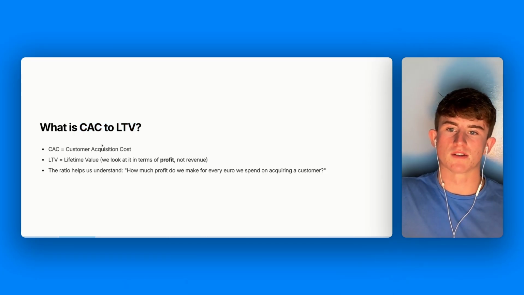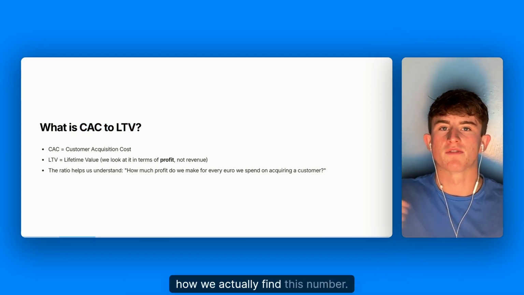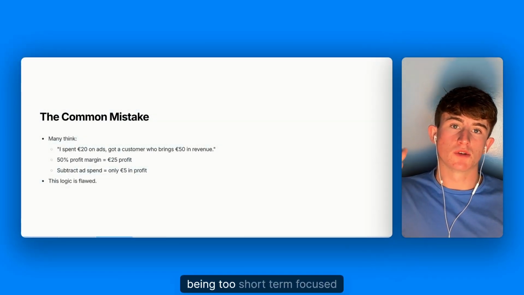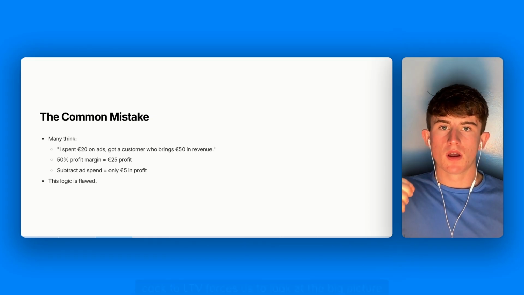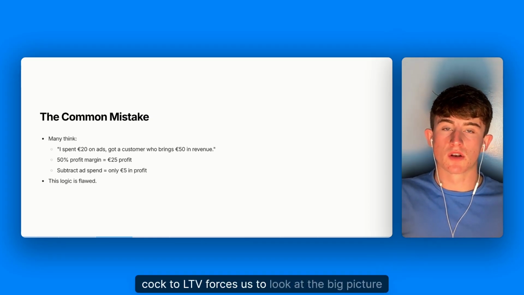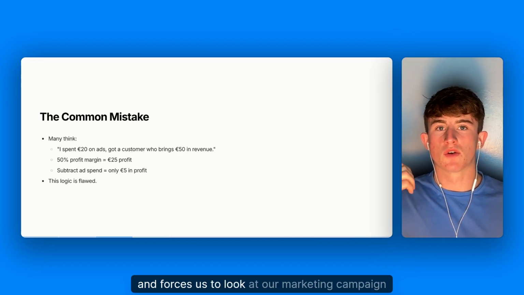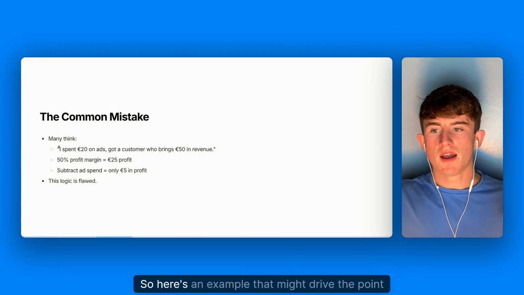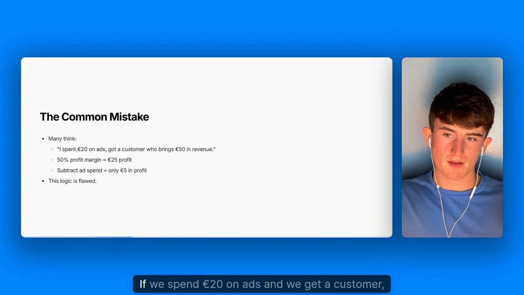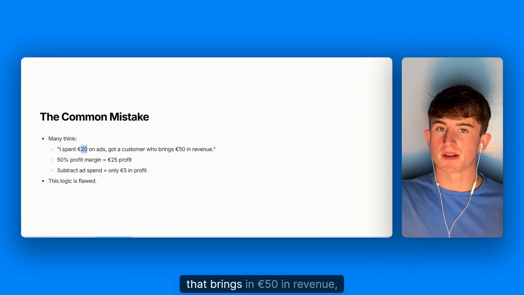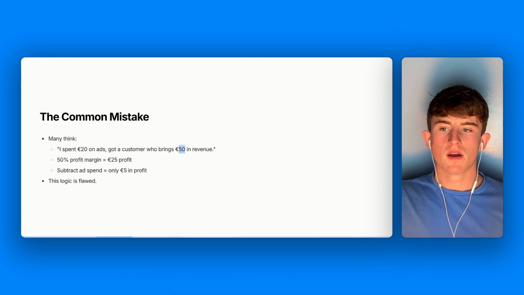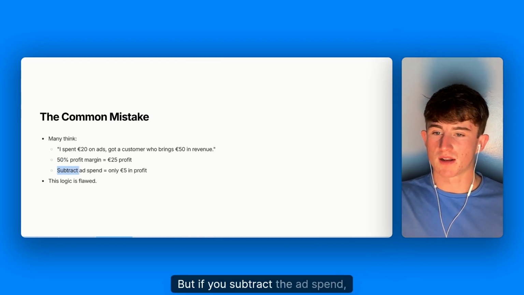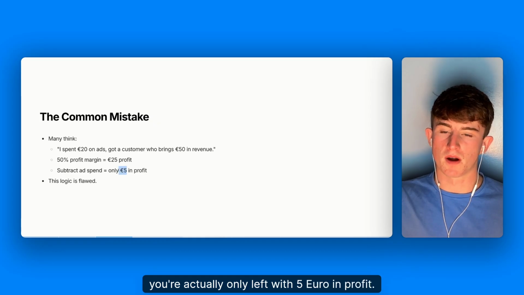So in the next few slides, I'm going to show you how we think about it and how we actually find this number. A common mistake we see is business owners being too short-term focused. CAC to LTV forces us to look at the big picture and forces us to look at our marketing campaign over the span of years, not days. Here's an example that might drive the point home. If we spend €20 on ads and we get a customer that brings in €50 in revenue, if you have a 50% profit margin, you only make €25 in profit, but if you subtract the ad spend, you're actually only left with €5 in profit.